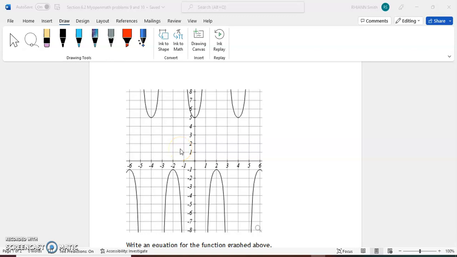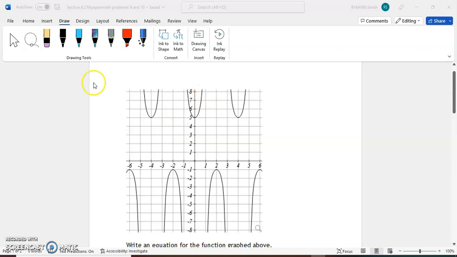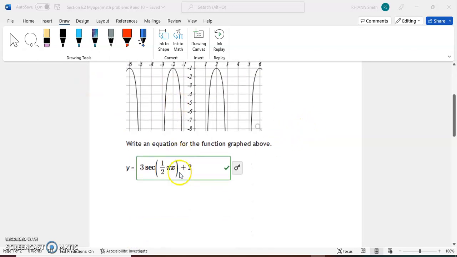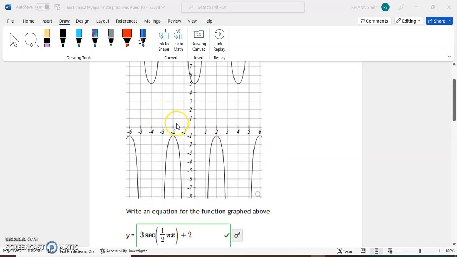Hello, my friends. So today I'll be going over how to do section 6.2 in Myopenmath, specifically problems 9 and 10. So this is problem 9 right here. And I took the liberty of copying and pasting the graph into a Google document so that I can highlight it and kind of show you where my thinking was.